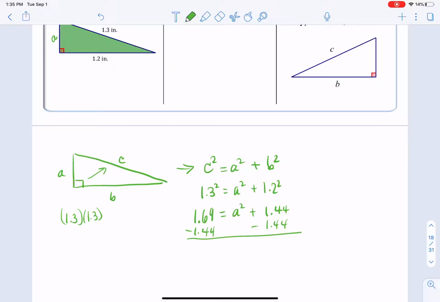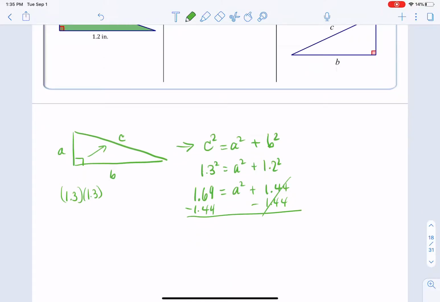All right, cancels over there. That's nice. And let's see, this is going to be, looks like it's 0.25. Right, so 9 minus 4 is 5, 6 minus 4 is 2. Bring down the decimal place. If you want to, you can put a 0 in front of that, is equal to A squared.